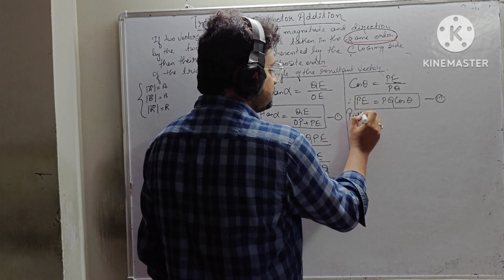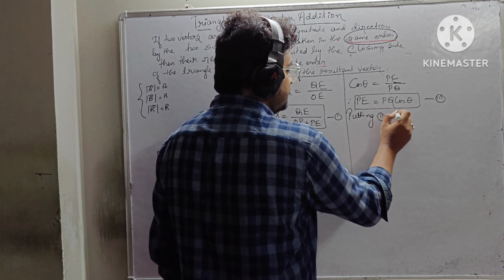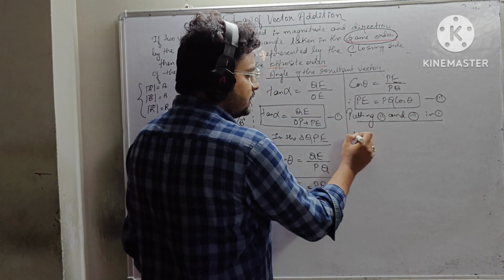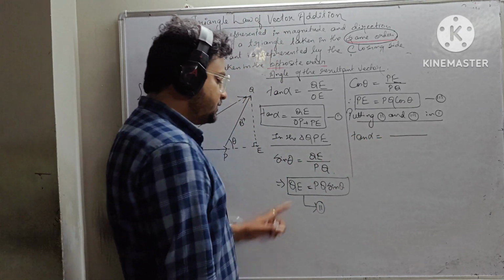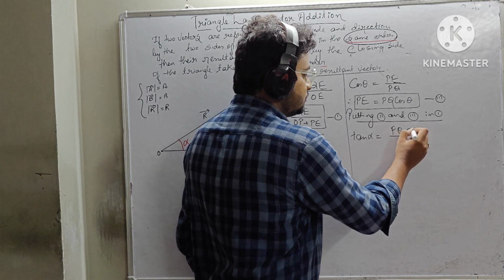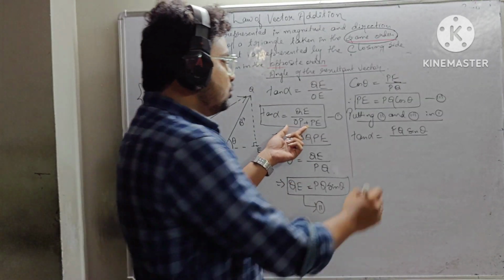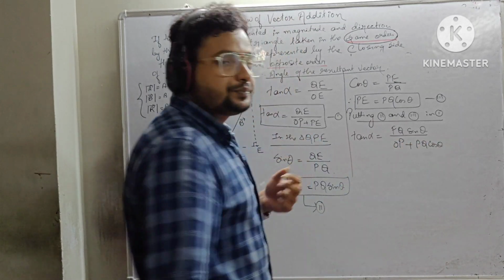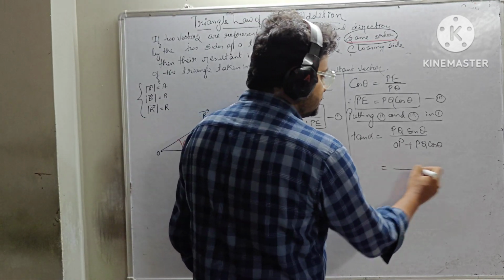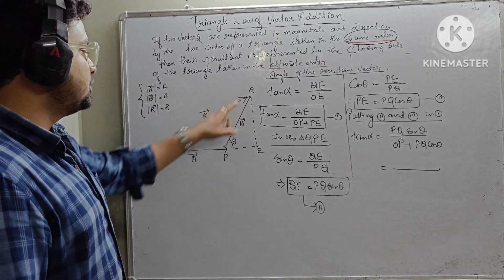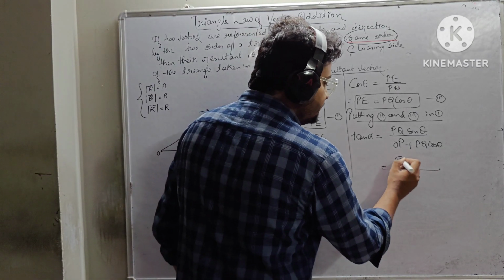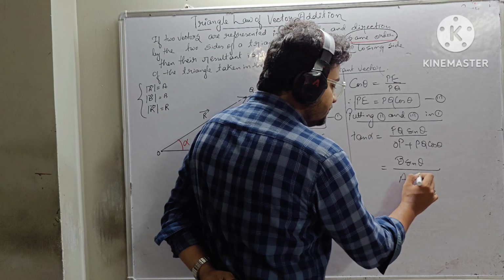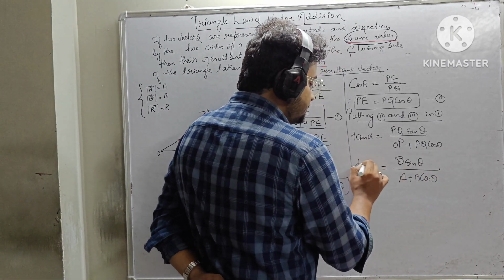So putting 2 and 3 in 1, you will get tan alpha equals QE. What is QE? PQ sin theta, divided by OP plus PE, which is PQ cos theta. Now we can put down the magnitudes. What is PQ? PQ is B, the magnitude of B. So B sin theta divided by OP. What is OP? OP is A. So A plus B cos theta. So this is your tan alpha.